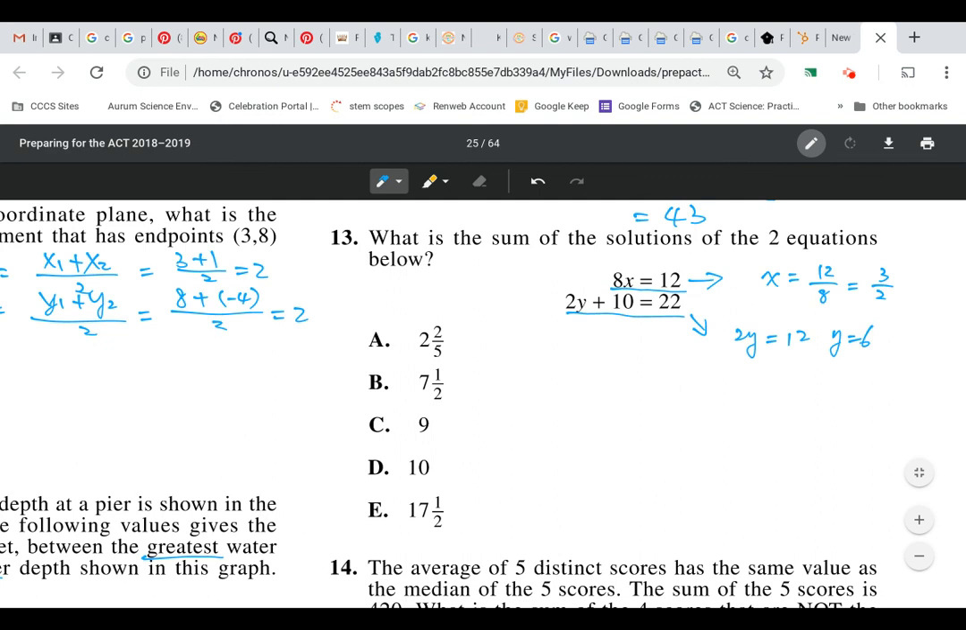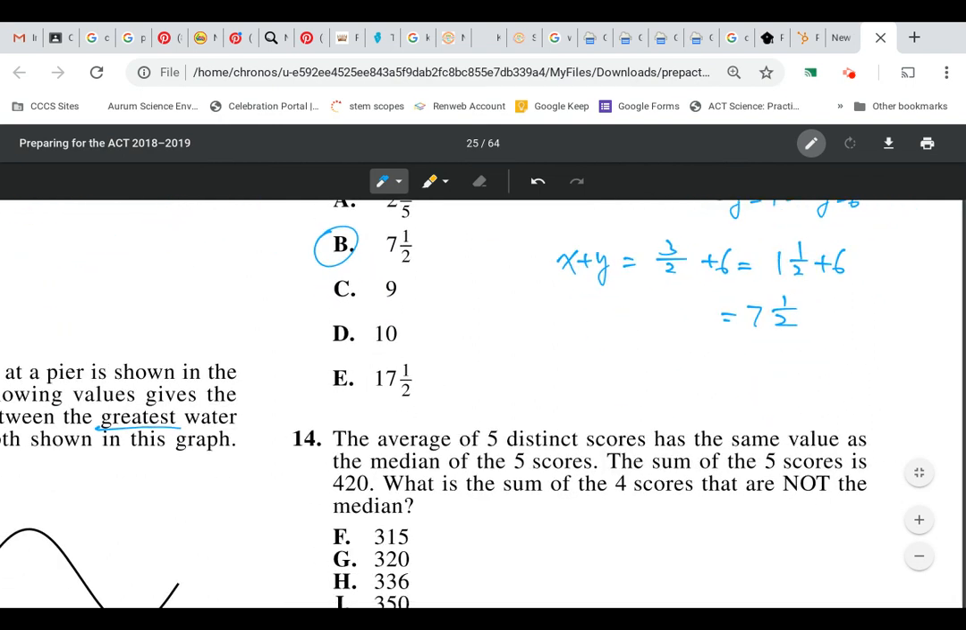And the sum means you add them up. X plus y equals 3 over 2 plus 6. 1.5 plus 6 is 7.5. Okay? If you can do all those in your head, go ahead and do that. If you cannot, use a calculator, right?